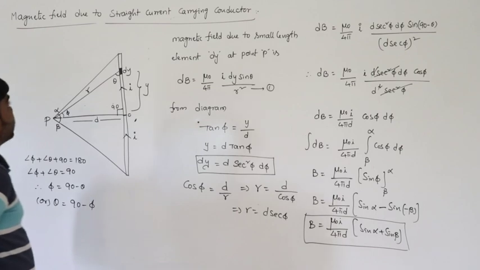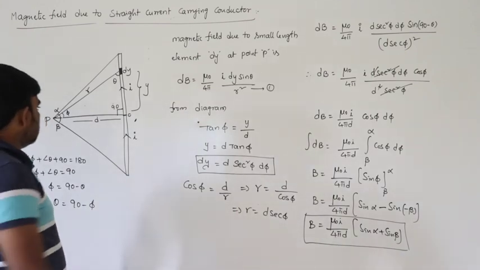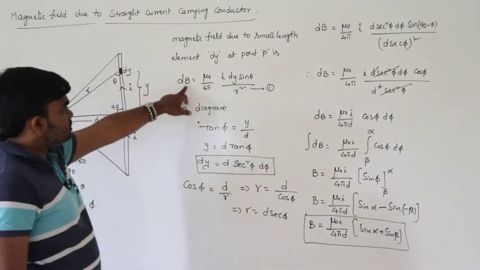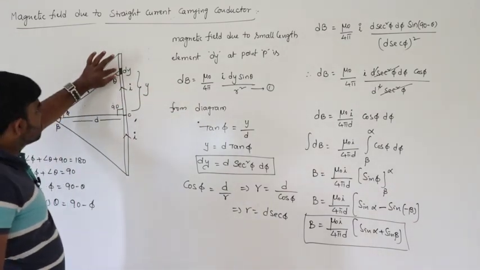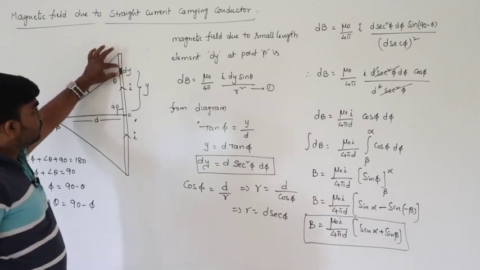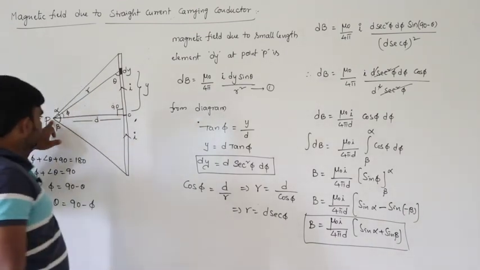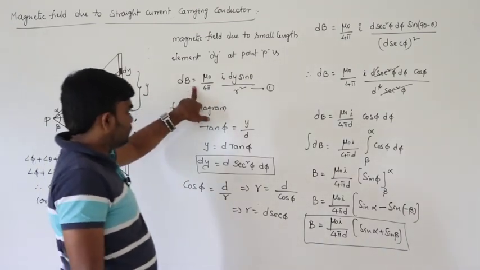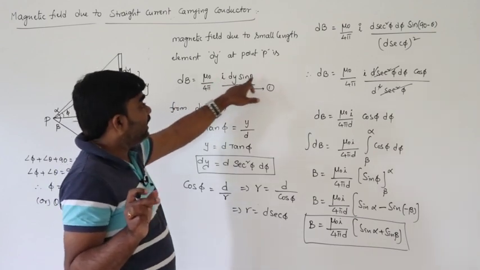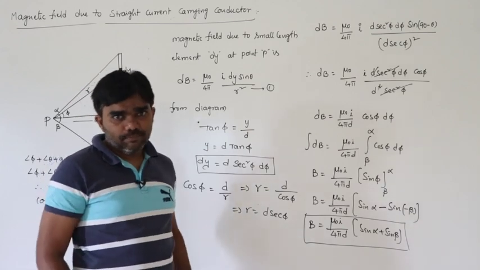So this is the magnetic field due to the straight current carrying conductor, a simple derivation. The main thing is that I am considering the small length element dy. Based on that length element dy, what is the magnetic field at the point P? We calculated the small magnetic field μ0 by 4π I dy sin θ by r², which is generally based on Biot-Savart's law.